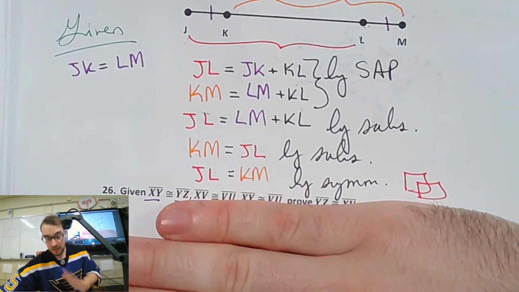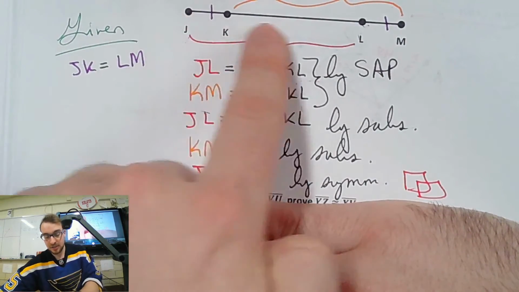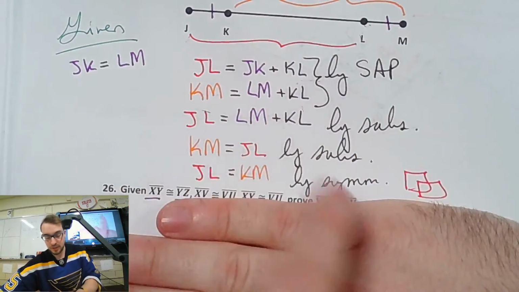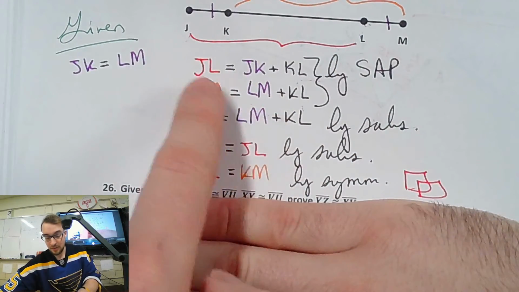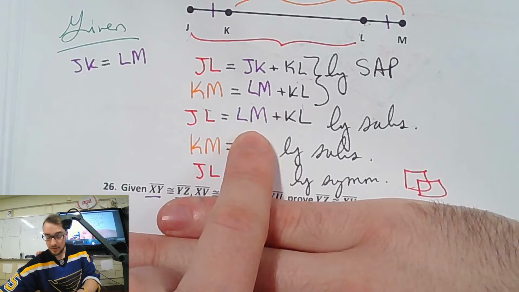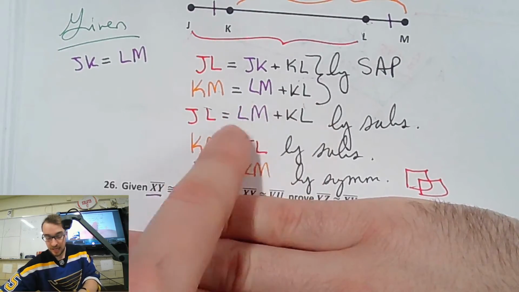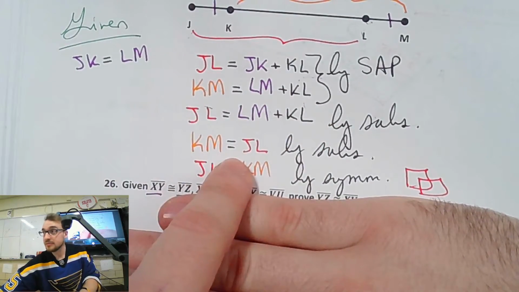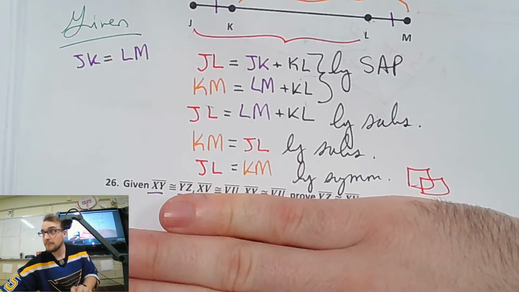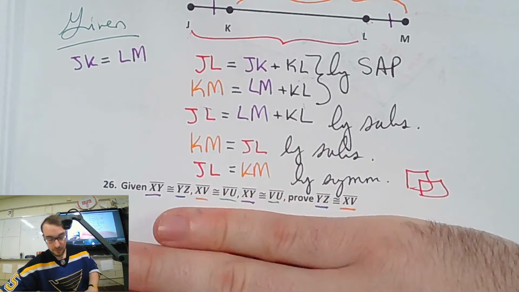Mildly okay. Again, what is JL? It's these two put together. What is KM? It's those two put together. Notice that when I switch out JK for LM, KM and JL equal the exact same thing, which means they must equal each other. Better? I'll take better. All right, thank you, guys.